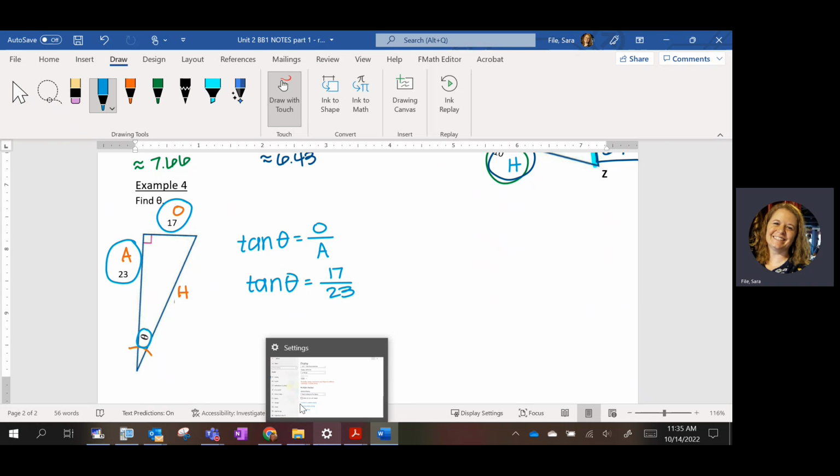Now, how do I actually answer this? How do I actually find the angle? That's great, I got it set up, but what do I do?